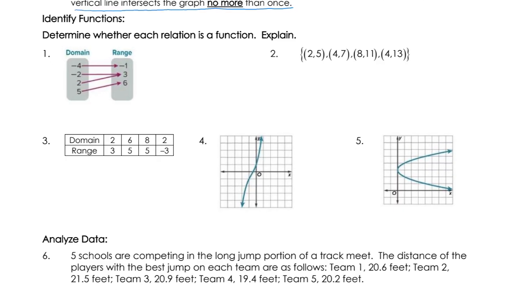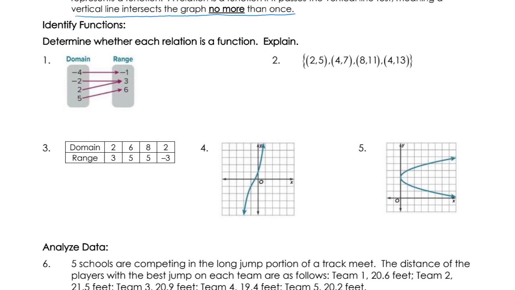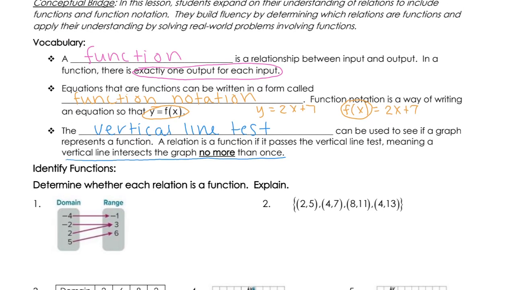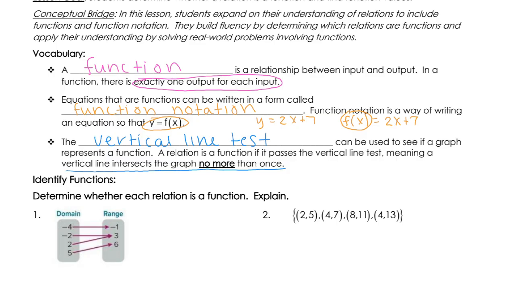So looking at 1 through 5, we are supposed to determine whether each relation is a function, and then we have to explain. If you remember from the vocab word up there, actually, we're going to go ahead and make a note of this. There is exactly one output for each input, meaning x cannot repeat. So you can't have two of the same x values, because if they repeat, it'd be the same input twice with two different outputs, but this says there's only one output for each input.